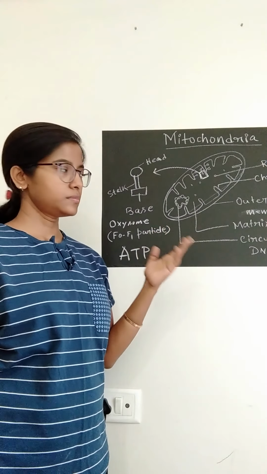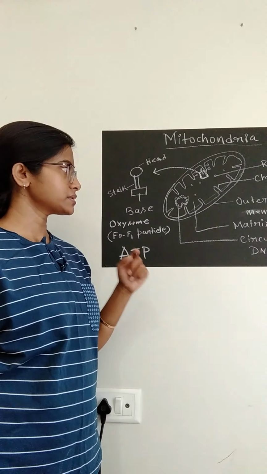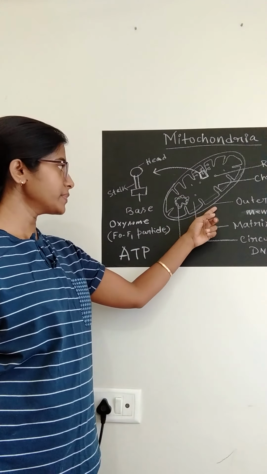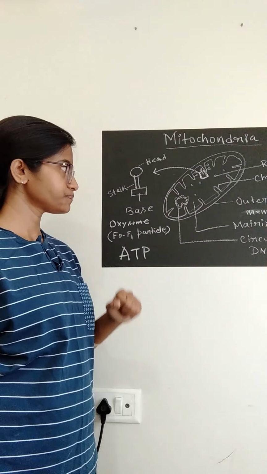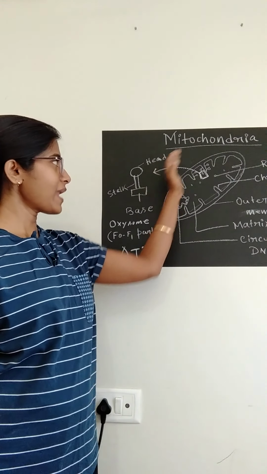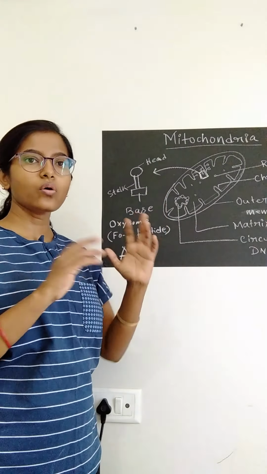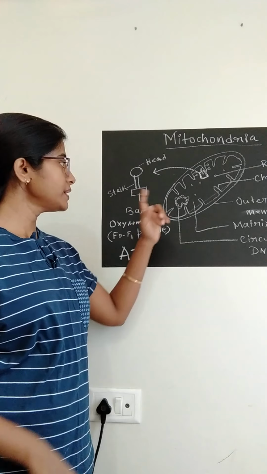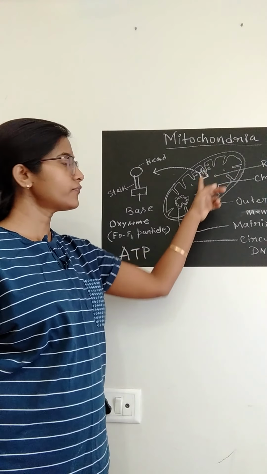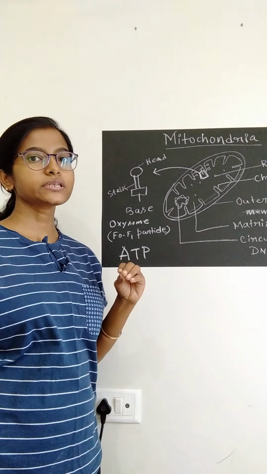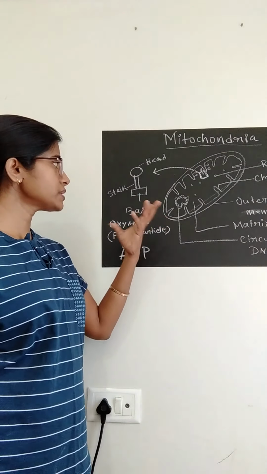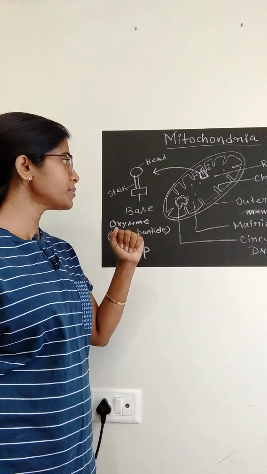So now the mitochondrial membranes. Mitochondria have two membranes, the outer membrane and the inner membrane. The outer membrane is flat. It is just covering the whole mitochondria, and the inner membrane is drawn into several finger-like folds, which are called cristae. Now, what is the role of the outer membrane and the inner membrane?